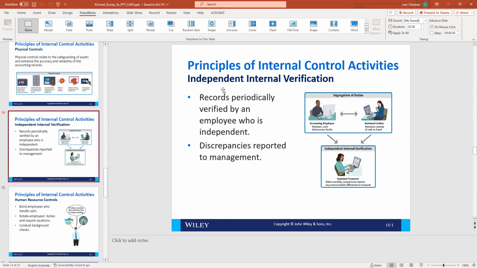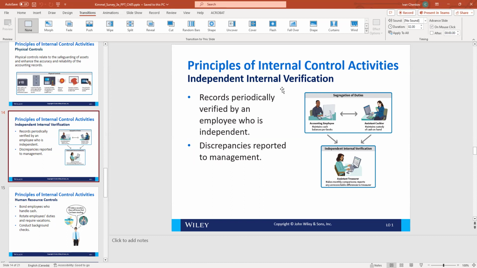The other principle is independent internal verification. What that means is that two people in two different places have to come up with the same number. If that happens, then you have independent internal verification of the numbers. So basically, we're going to run the record periodically and verify it by an employee who is independent. If there's any difference, that is a discrepancy.